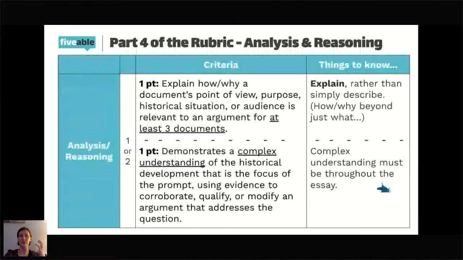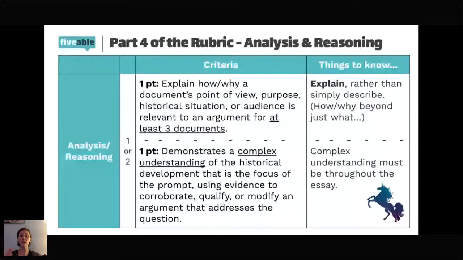So speaking of that rubric and those points, let's take a look at the points we're going to be focusing on tonight. The DBQ rubric is broken into 4 categories. Thesis and contextualization are one category. Evidence from the documents is its own category. Evidence beyond the documents is a separate category. And tonight, our focus is on part 4, analysis and reasoning. And you can earn either 0, 1, or 2 points on analysis and reasoning.